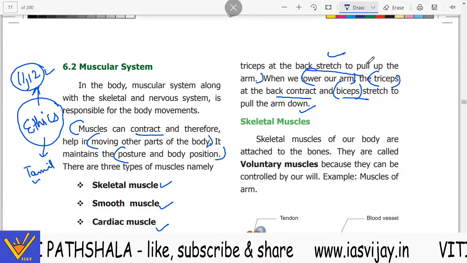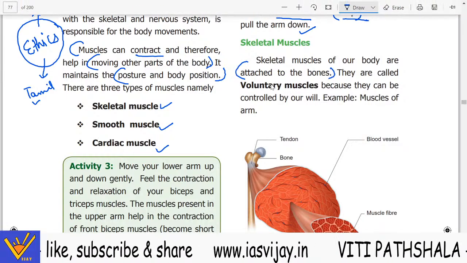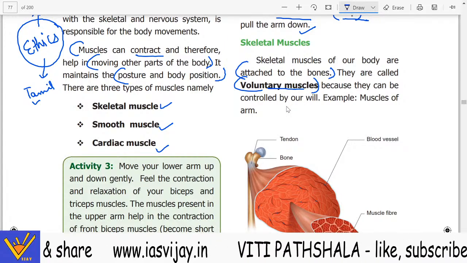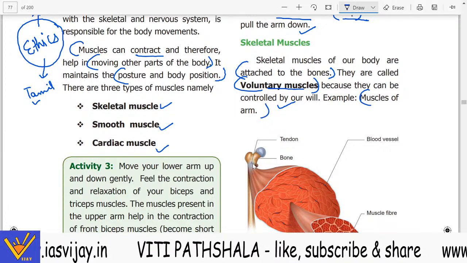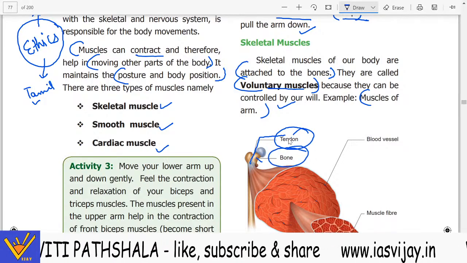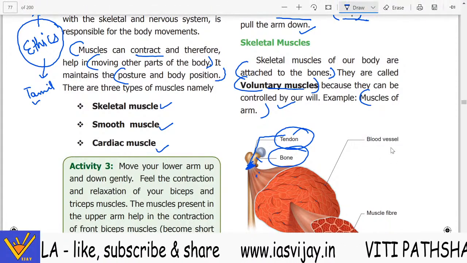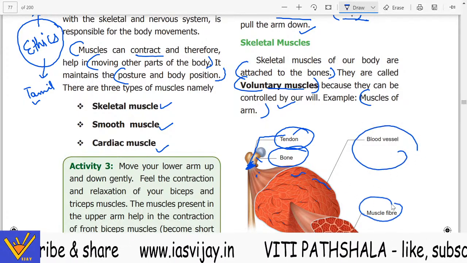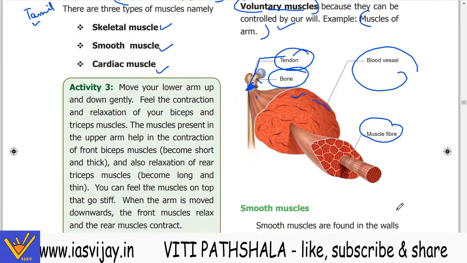Now next comes the skeletal muscles. Skeletal muscles of our body are attached to the bones. They are called voluntary muscles because they can be controlled by our will. Example, the muscles of the arms. Now in this picture you will find this is the tendon. Now this is your bone. Tendon connects muscle to the bone. Tendon जो है वो muscle को आपकी bone से connect करता है. Now here you have the blood vessels and this is your muscle fiber. So they have shown you a beautiful 3D picture.